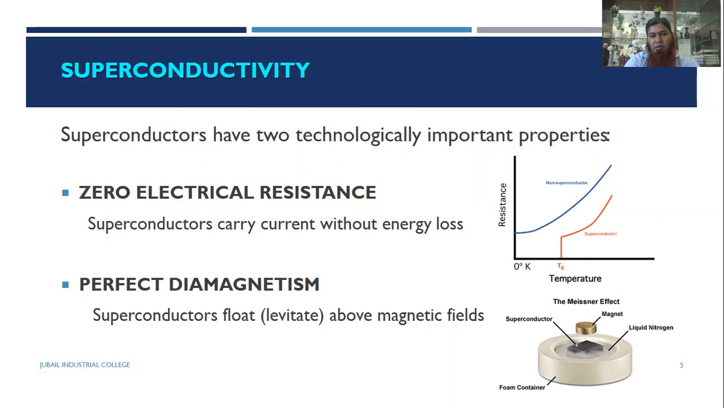The second property is perfect diamagnetism. A superconductor can levitate above a magnetic field, and this effect is called the Meissner effect. It's a very common demonstration: you take liquid nitrogen, put any superconductor into the liquid nitrogen, and put a magnet over it, and it will levitate. So this is the Meissner effect. These are the two basic properties of superconductors: zero electrical resistance and perfect diamagnetism.